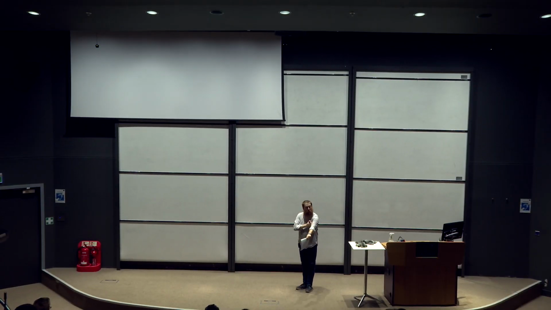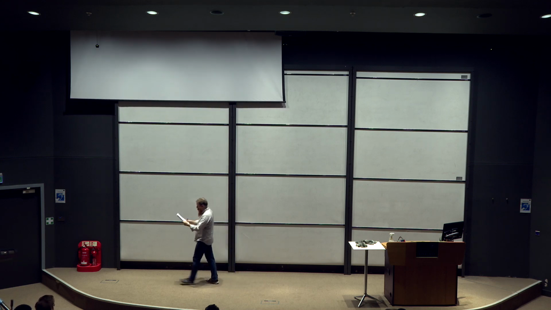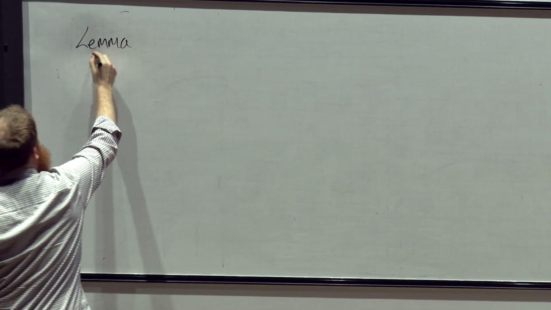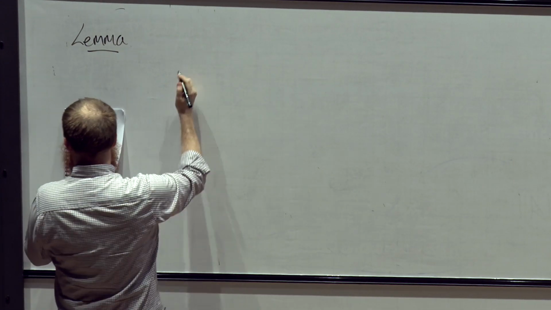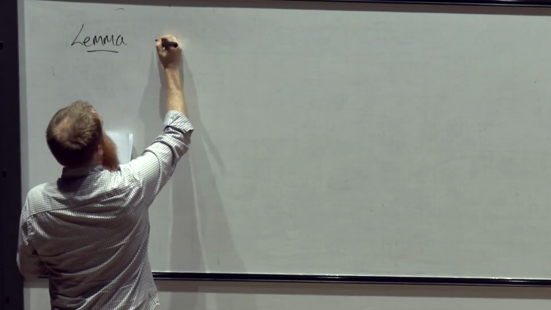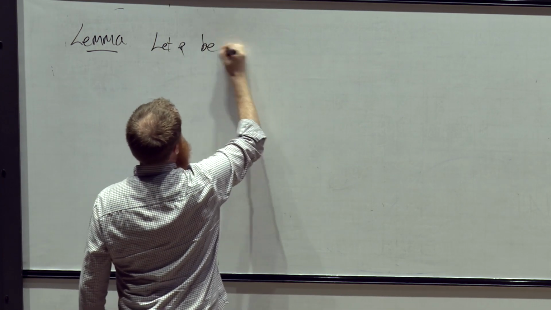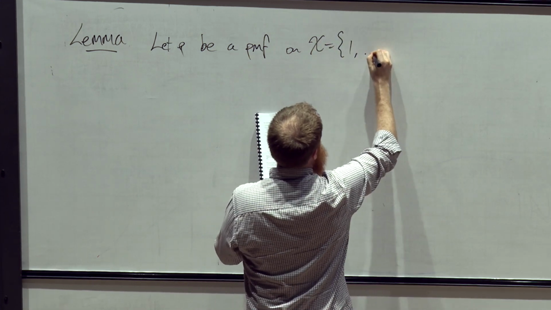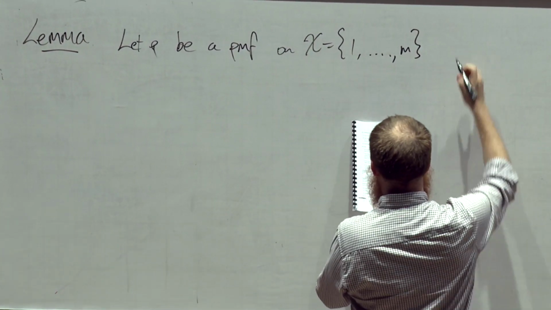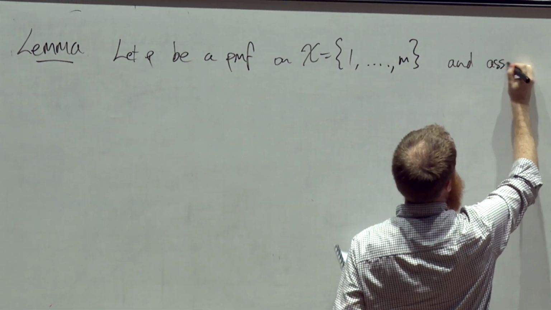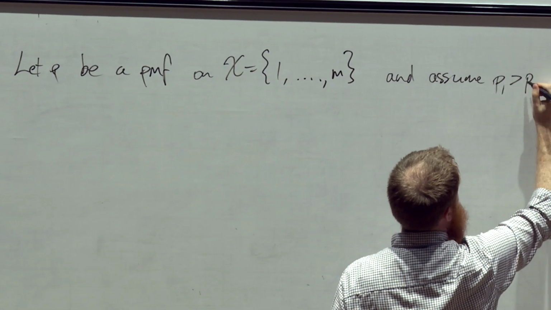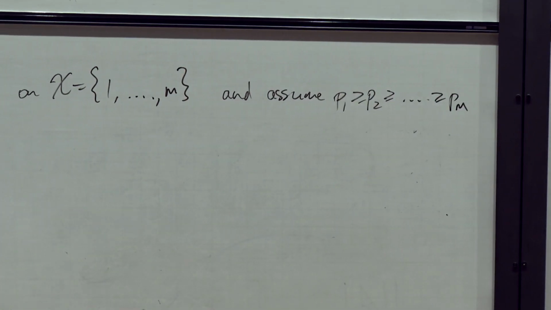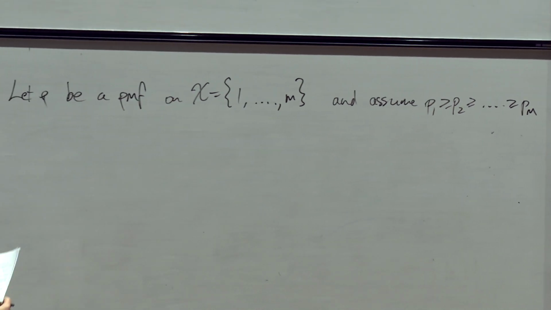Okay, so where were we last time? We were looking at the Huffman code and we had this lemma about canonical codes, which we wrote out. So we had: let P be a PMF on X = 1 to M, and assume P1 greater than or equal to P2 greater than or equal to, etc., greater than or equal to Pm. So I've ordered these in a decreasing way.